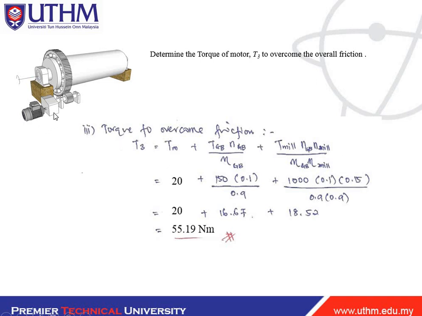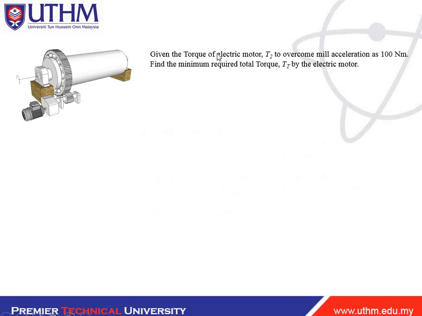Since at the motor there is a stage over here, there is another stage of a gearbox, and there is another stage of a pinion A and ring B, by using this formula, 20 is the friction torque occurring at the motor. This is the torque occurring at the gearbox, 150. The next one is 1000, the friction torque occurring at the mill body. Friction torque is probably due to what? Due to bearings, due to meshing of the gears and so on. So the answer is 55.19.